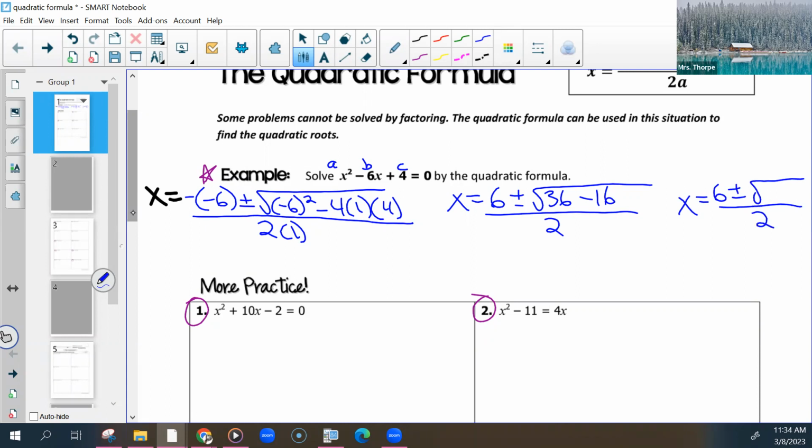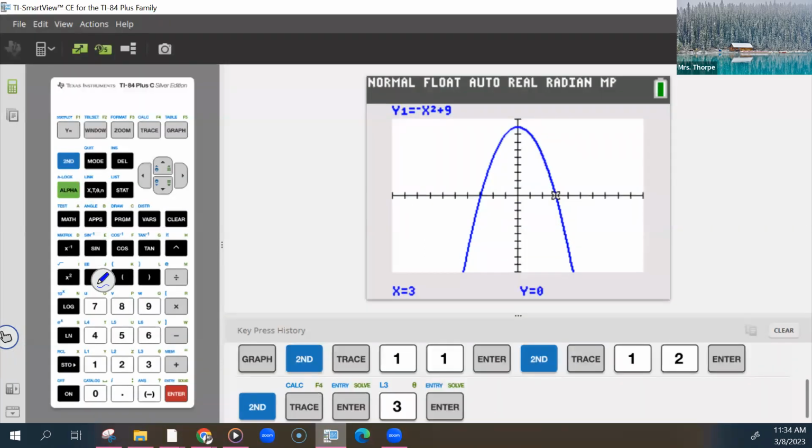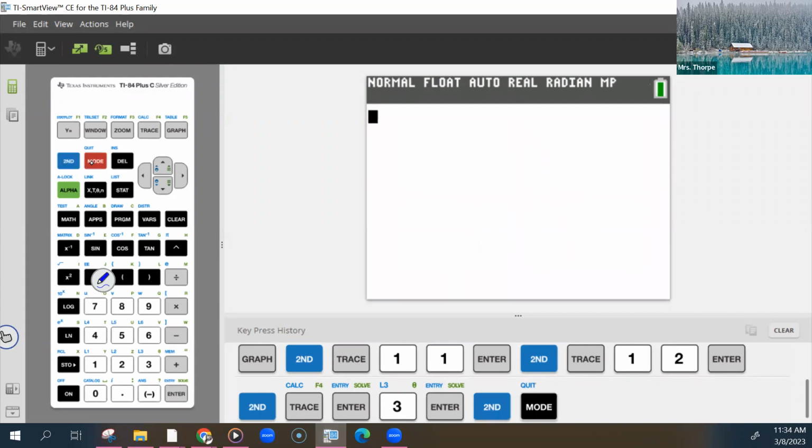Don't guess. You can use your calculator. Calculator's your best friend in this unit, guys. The next part is you have to see, is that number a perfect square or not? So in your calculator, you can type in second x squared. Second mode to get out of whatever. Second x squared to get your square root. Put 20 in, see do you get a whole number or not.